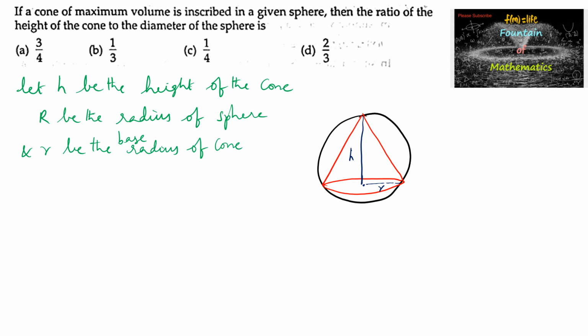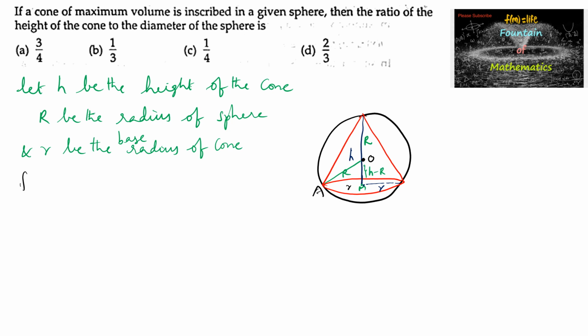Let's take the center as origin. This is say O. Let point O be the center of the sphere, and we know that the radius of the sphere is capital R. So from here to here it is R and here R. So here we can say this is H minus R. Say this is M, OM. OM is equal to H minus R, and this is small r, the radius. Say this point is A.